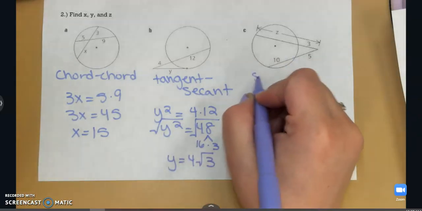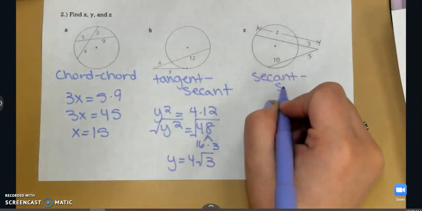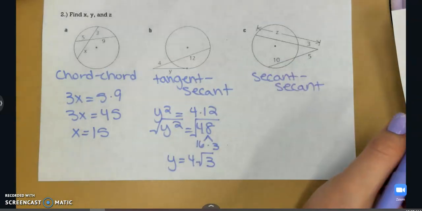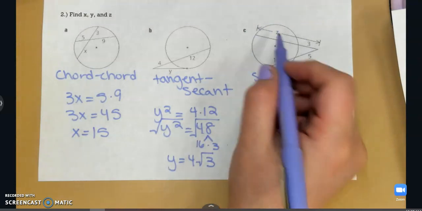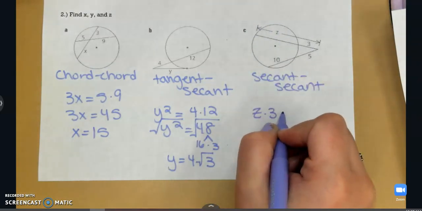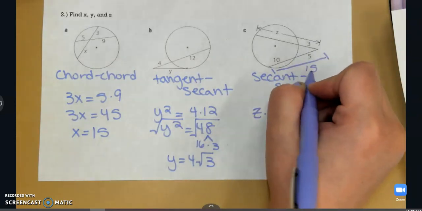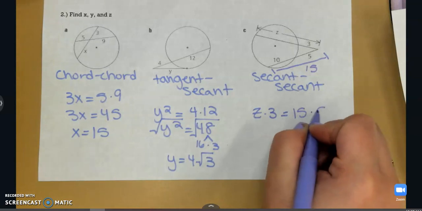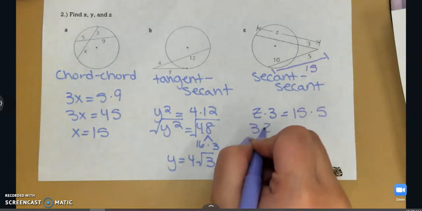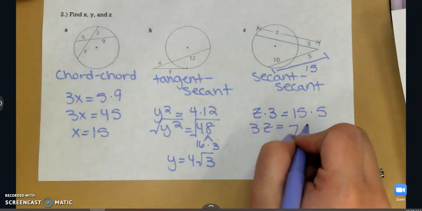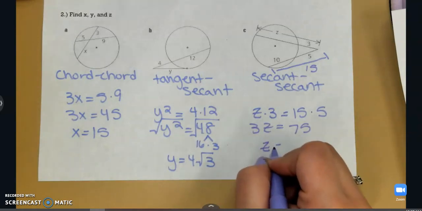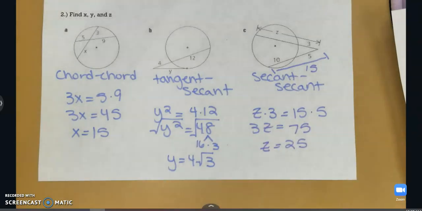And then last but not least, I have a secant-secant theorem. So it's going to be the whole times the part, so that's going to be z times 3 is equal to the whole of the other secant, 10 plus 5 is 15, and that smaller part is going to be 5. So 3z equals 15 times 5 is 75, divide both sides by 3, and I find that z is 25. And so that is how you use your power theorems, chord-chord, tangent-secant, or secant-secant, to find missing pieces.